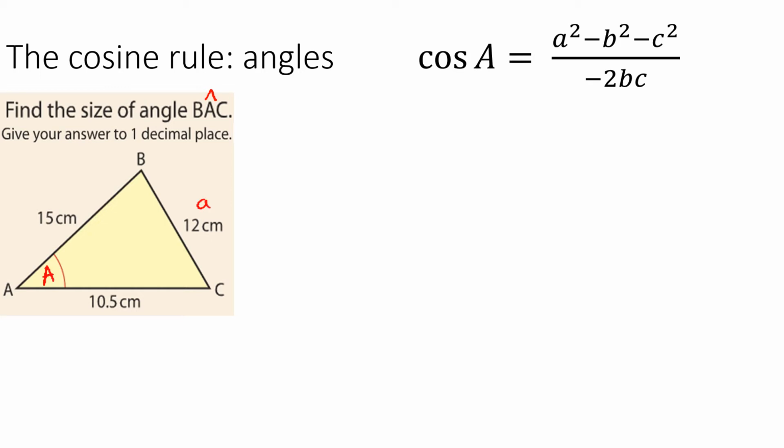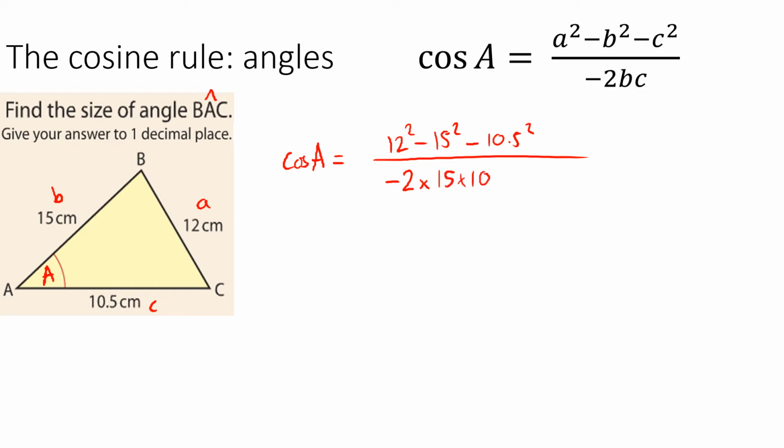The side opposite it is obviously a as well. And then the other two sides, b and c, it doesn't matter what you call them. And we'll end up with cos A is equal to a fraction: 12 squared minus 15 squared minus 10.5 squared on the top, and minus 2 times 15 times 10.5 on the base. If you work out the top and the bottom separately, which I would recommend, you get a few more method marks if you mess up somewhere. You'll get that this is equal to 0.607.